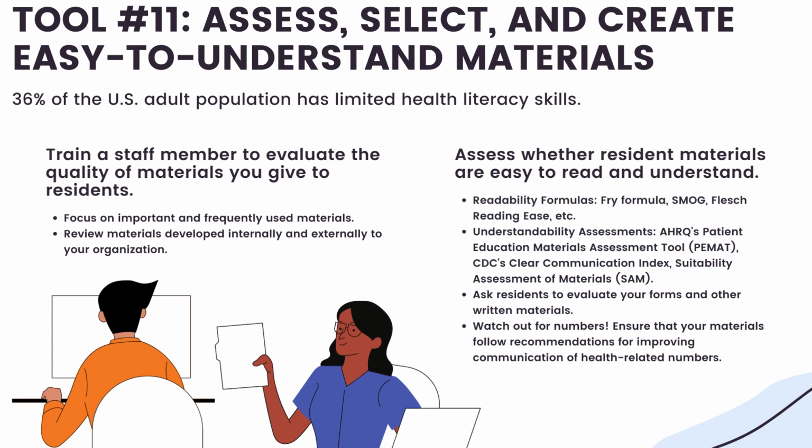Tool number 11 is assessing, selecting, and creating easy to understand materials. Agencies often ask residents to fill out forms or provide them with written materials to read. With 36% of the US adult population having limited health literacy skills, it is likely that many residents don't understand all of the written materials they receive. Assessing, selecting, and creating easy to understand forms and educational materials can help you improve resident comprehension.